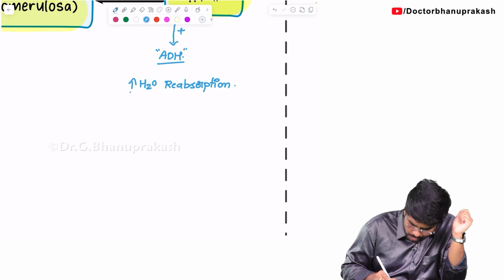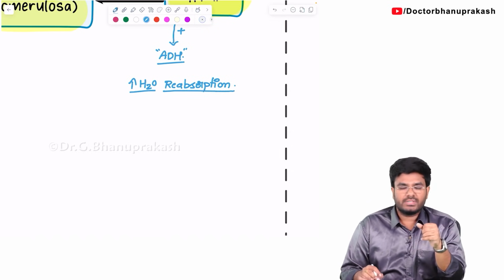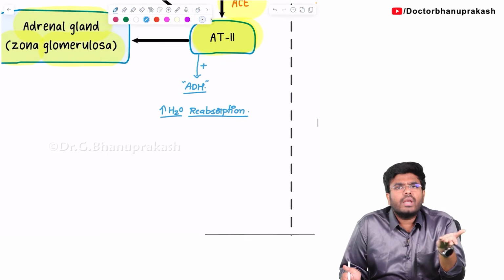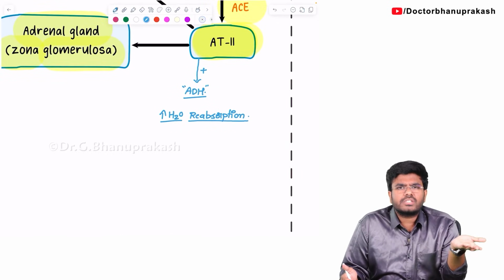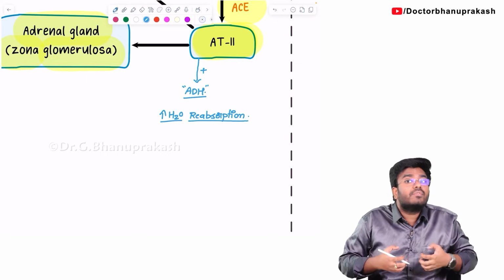Okay, it increases water reabsorption, so less urine will be produced. Antidiuresis means less urine is getting produced. That's good, right? Whenever you are in low BP, whenever you are in hypotension, or whenever you are in shock, you should not produce more urine. You should not lose the fluids. You have to conserve the fluids, right?